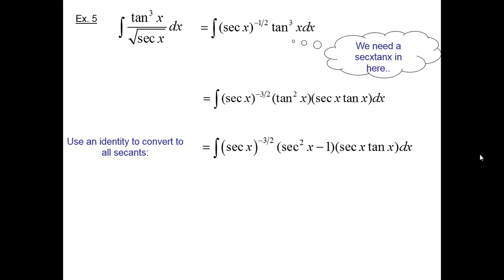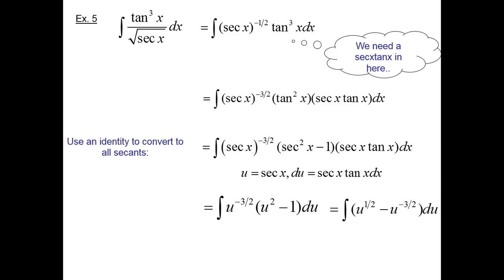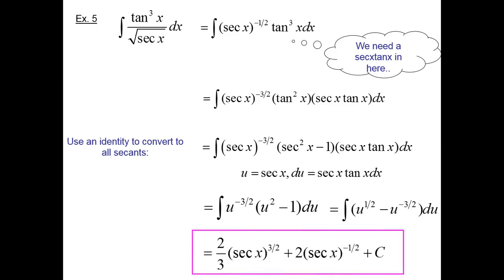And now we can let u equal secant x. And that takes care of the derivative, the secant x tan x we had at the end. This becomes u to the negative 3/2 times u squared minus 1, distributing the u to the negative 3/2, and then applying power rule and replacing u with secant x, we get this. Take a minute and make sure you see these last couple of steps.